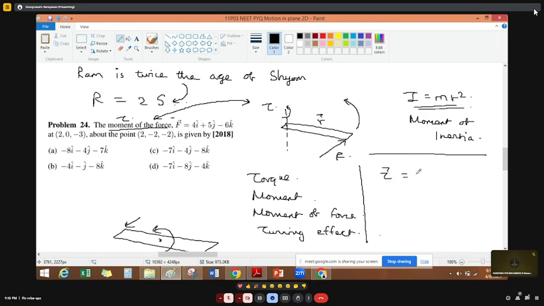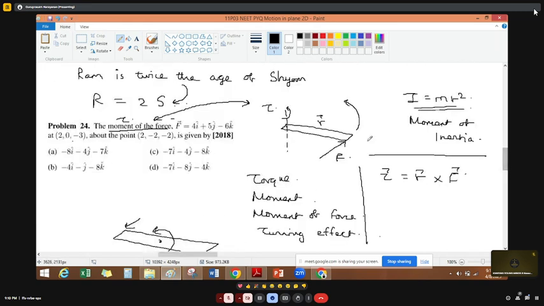So tau is equal to R cross F, we already explained it. So F is there. How to find R? Force is applied at this point, about the point 2 comma minus 2. So that means force is applied at this point, which is, listen carefully, 2 comma 0 comma minus 3, whereas about the point, this point O, is 2 comma minus 2 comma minus 2.